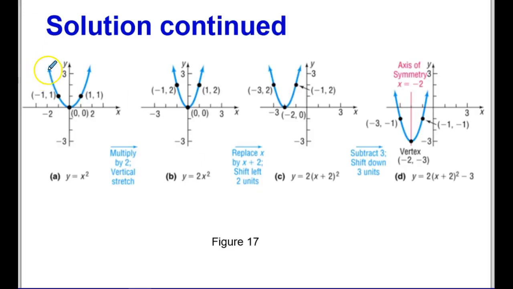Okay, so here's the parent function, and we always want to start with our parent function of y equals x squared. So when I multiply that 2 in front, it makes it taller and skinnier, so it's that stretch. This plus 2 shifts my whole graph to the left 2 units, and then this -3 shifts it down 3.